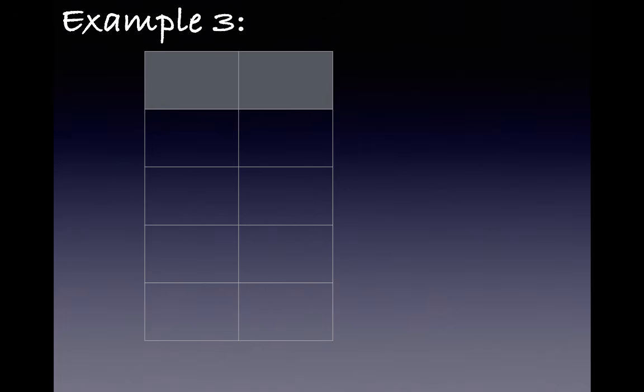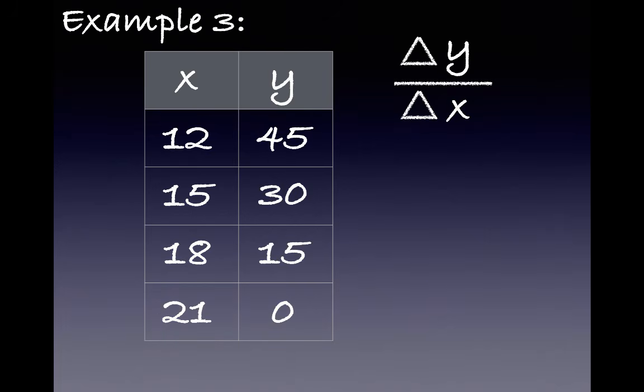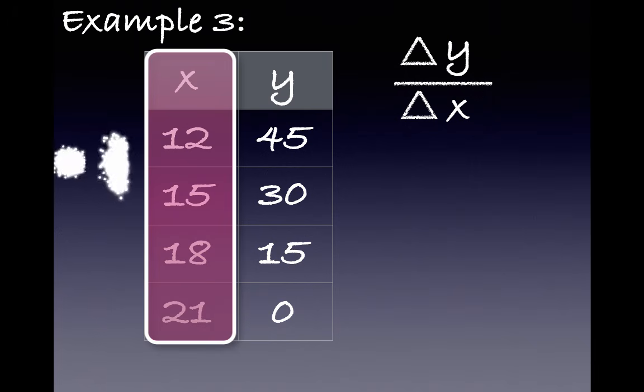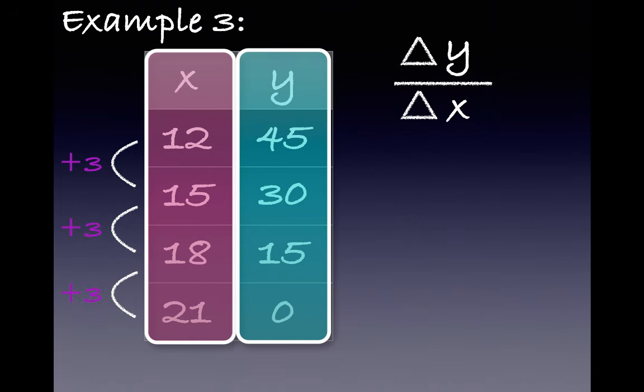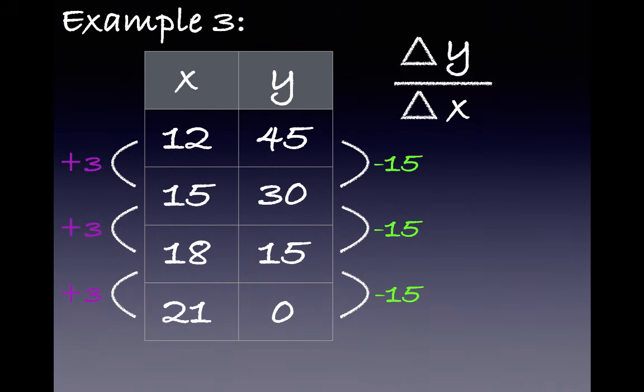Example 3 is a vertical table again. When we look at the changes here, with the x, we'll notice that it's going up by 3, up by 3, and up by 3 again. But with the y's, now we have to be careful because it's going from 45 to 30. Since it's going down and decreasing by 15, we would have to say that the change is -15. And -15 again, and the last one is also -15. So when we put the change in the y over the change in the x, we should see -15 over 3. But then we have to realize that this fraction would simplify. So the slope of this line would just be -5.